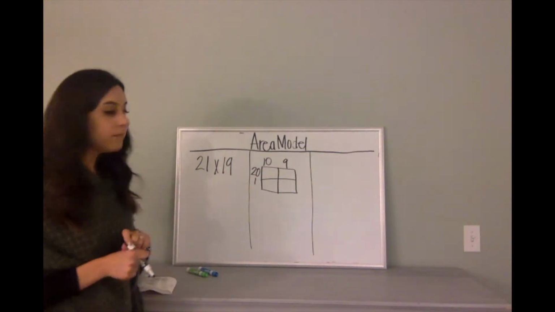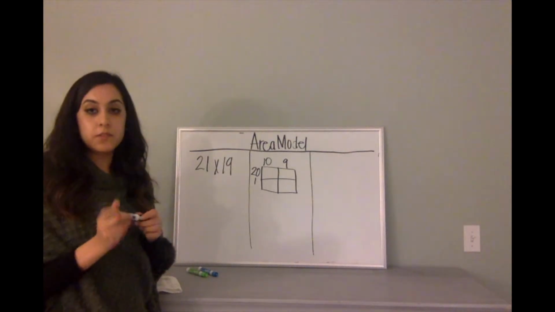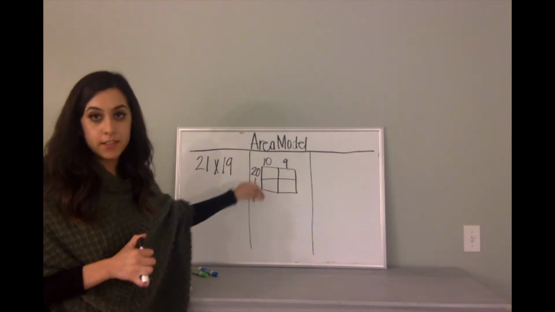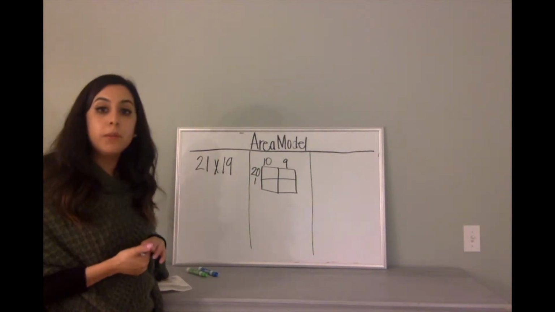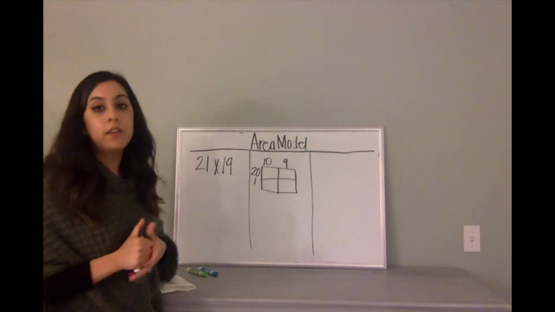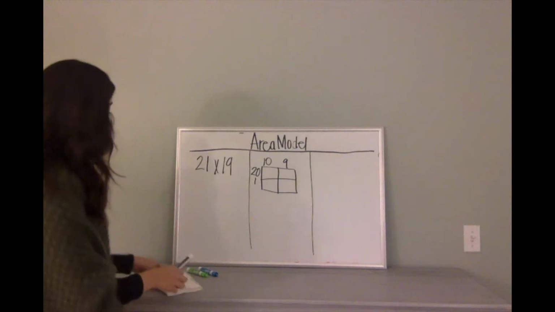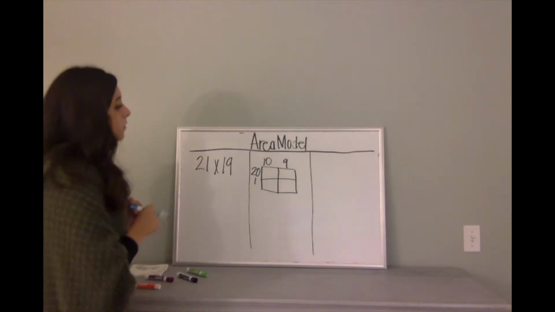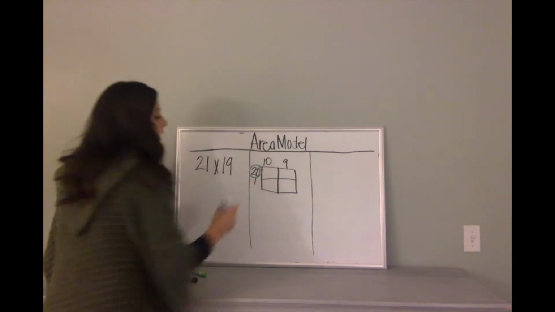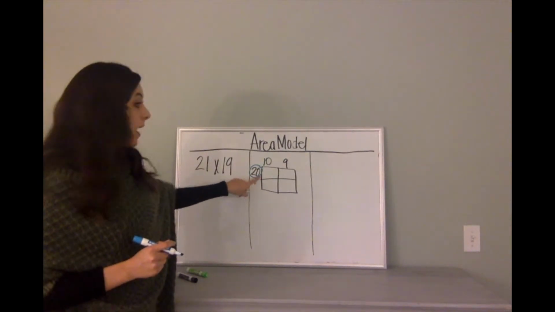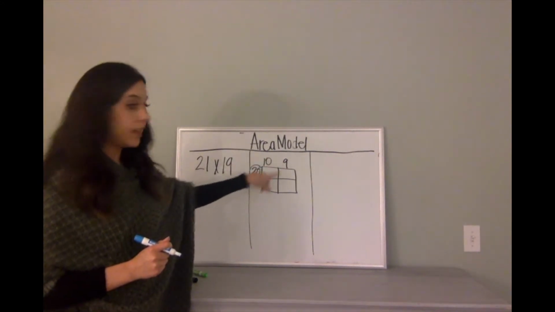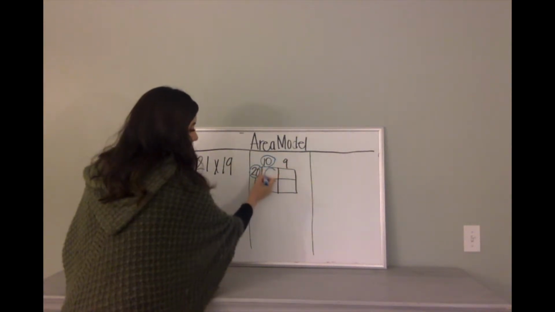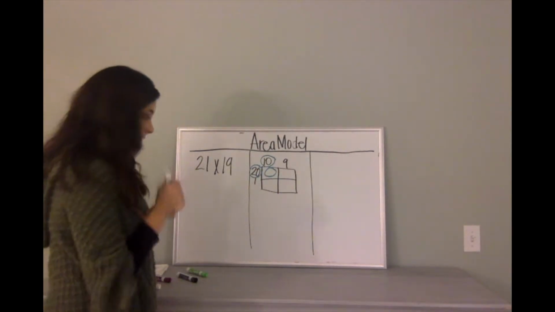Now, a lot of you have been getting confused on where the numbers go when you are looking for the product. So now I'm going to use colors to help you know which category each one falls into. The first thing that I'm going to do is take my blue marker and focus on the 20. Now, I want to multiply this 20 by all the numbers up on the top. So I'm going to multiply 20 times 10 and put my answer right here. So blue, blue, and blue, okay?